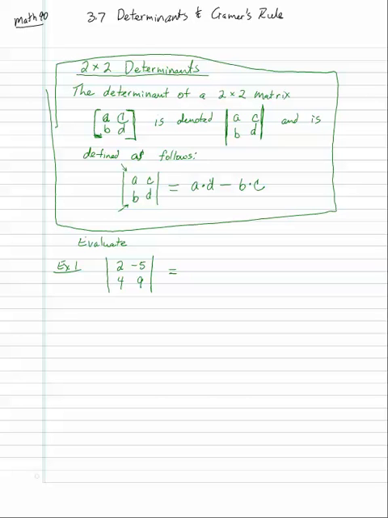And the way you calculate the number is you go 2 times 9, so along that, we call that the main diagonal, minus, and then you go 4 times negative 5. And then just, using order of operations, evaluate that. 18 minus, well that's plus 20, which is 38. So the determinant of that matrix is 38. And that's all you do.